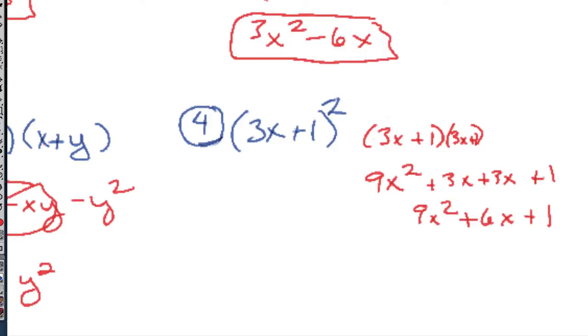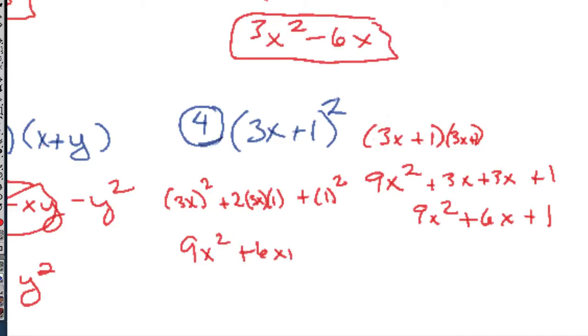Now, the easiest way to do it in my eyes would be to square the first term. This is the shortcut I showed you. And then plus the square of the last term, and then plus twice the product of the 2 terms. Using Pascal's triangle indirectly, but just looking at the pattern, you're going to get 9x squared plus 6x plus 1. And most people can do this step in their head.